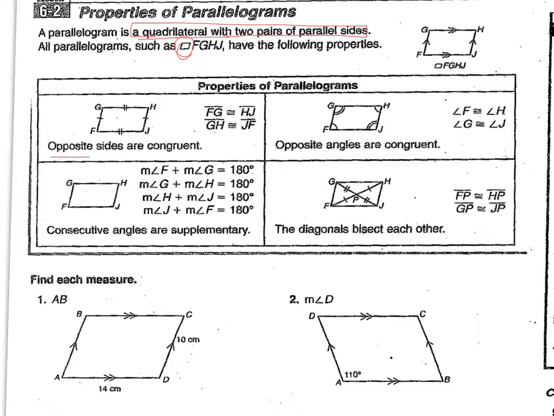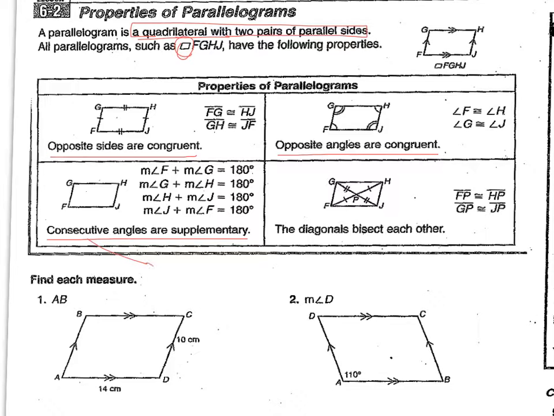The first one, opposite sides are congruent. The second one, pay attention because I'm going to ask who knows the four of them, okay? So the first one, opposite sides are congruent. The second one, opposite angles are congruent. The third one, consecutive angles are supplementary.